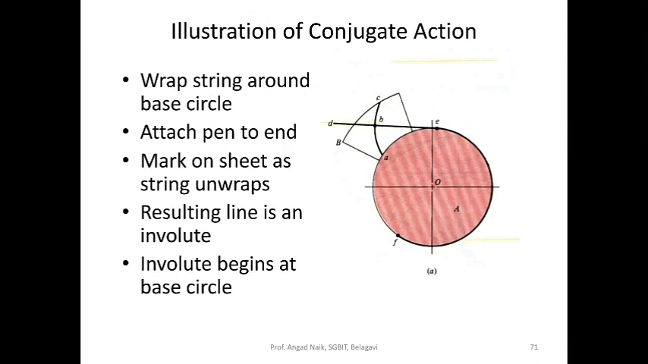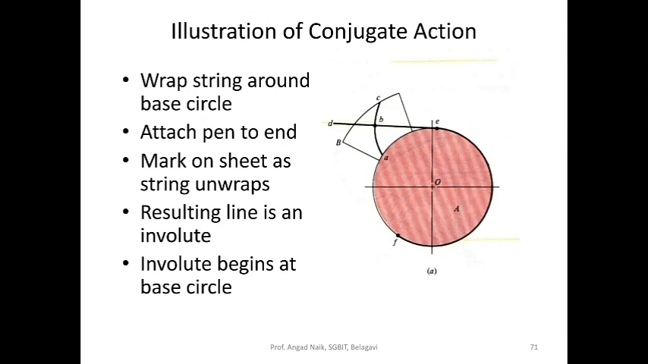Wrap string around the base circle. The red circle is the base circle. To this base circle, the string is wrapped. To one end of the string, a pen is attached. The whole setup is placed on a paper. As the string is unwound, the pen makes a mark on the sheet. The resulting line is an involute. The involute starts at the base circle.